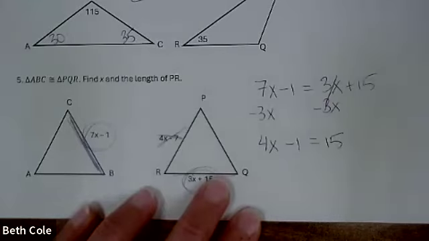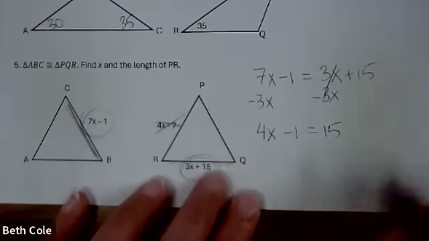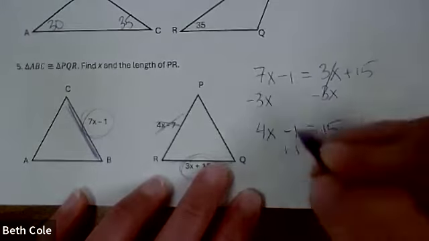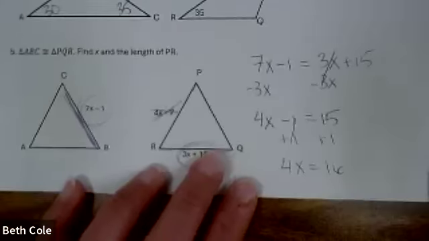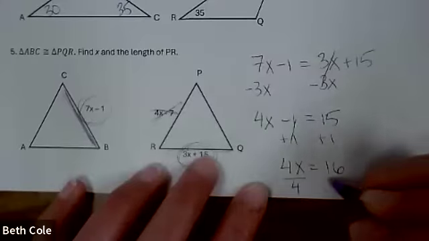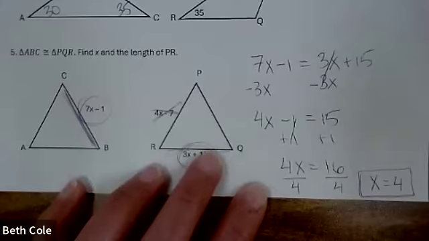Just remembering our algebra skills. You all passed algebra 1, so I know you can do it. All right, then what? We got 2 more steps here. Yeah, add 1. 4x equals 16. And then your last step is divide by 4. So 16 divided by 4 is 4. Cool.